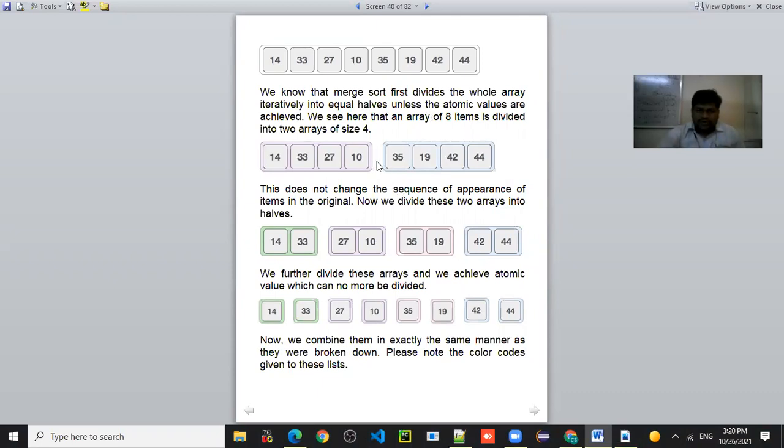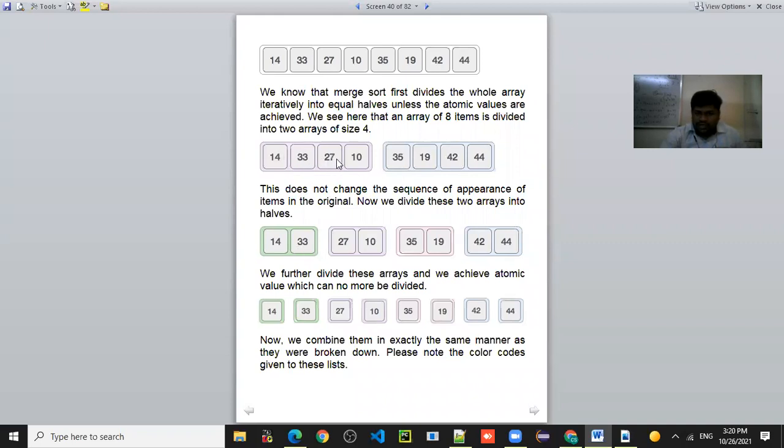Initially, in the first iteration, we divide this array into two equal parts. In the first part you get these four elements, and in the second part these four elements. This does not change the sequence of appearance of the elements in the original. Now again we apply the division operation: we divide each sublist into two equal parts.